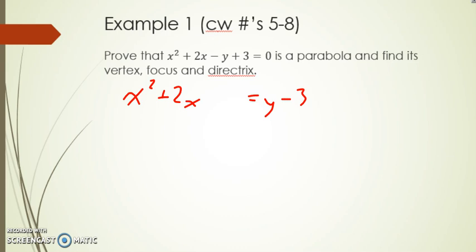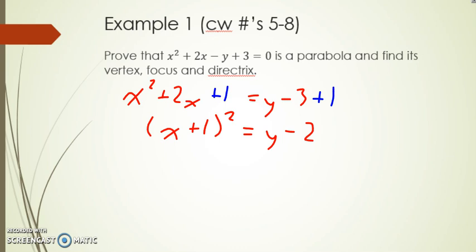Square it, still 1. So that's the number that I'm completing the square with. That's the actual completing the square step right there. The left-hand side factors down to be (x + 1) squared, because half of 2 is 1. And on the right-hand side, I can simplify that a little bit to make this just y minus 2. So now I actually have the form that matches the equation of a parabola.